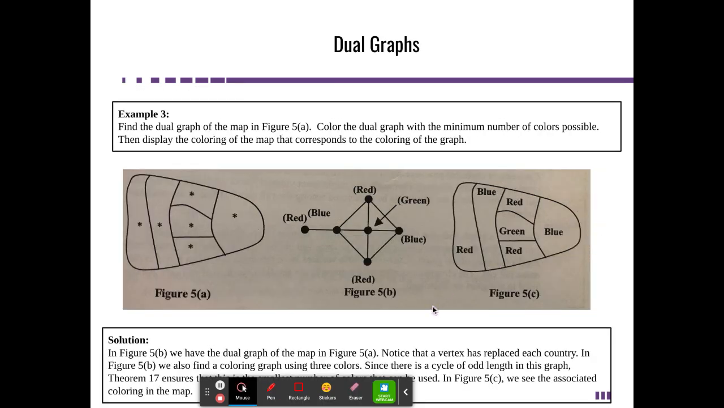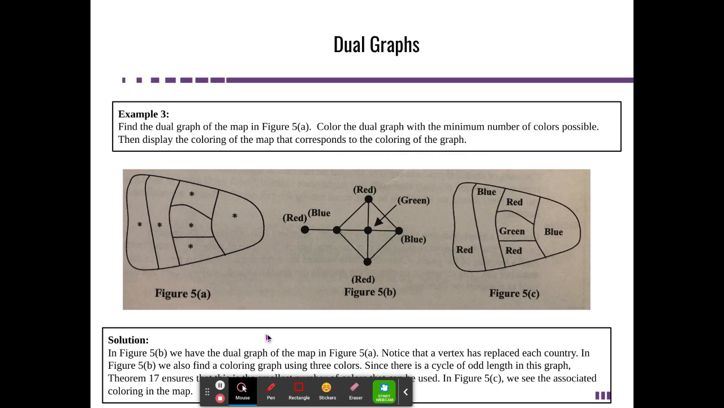All right, so here we go, wrapping up. We got a couple examples to take a look at. So actually, this is one example that we're going to work through. So example 3, find the dual graph of the map from 5a. Color the dual graph with the minimum number of colors, then display the coloring of the map that corresponds to the coloring of the graph, excuse me.